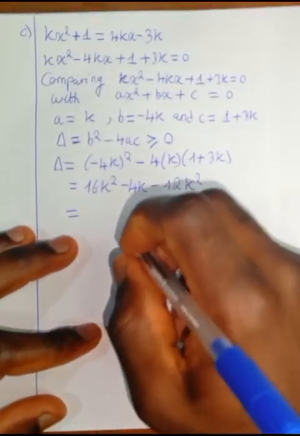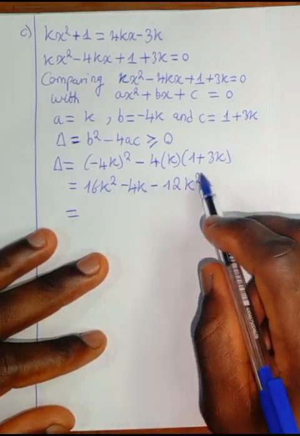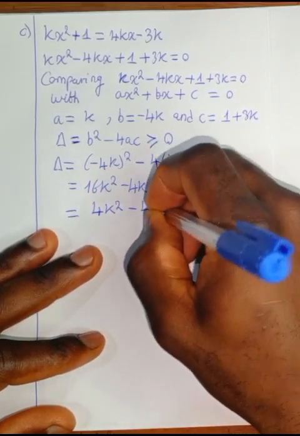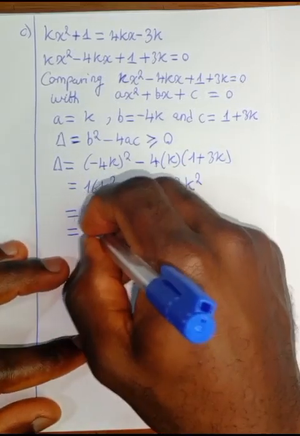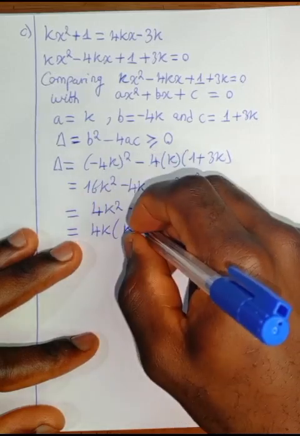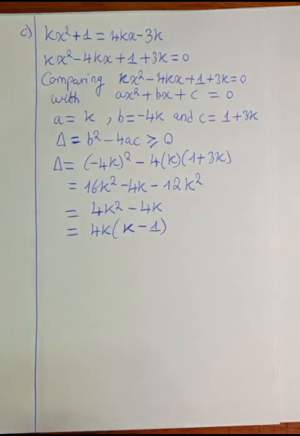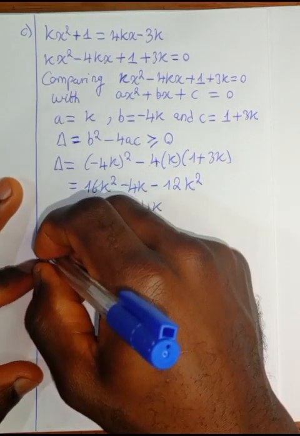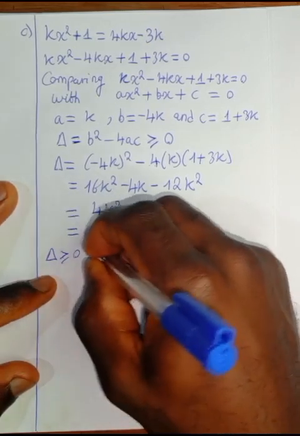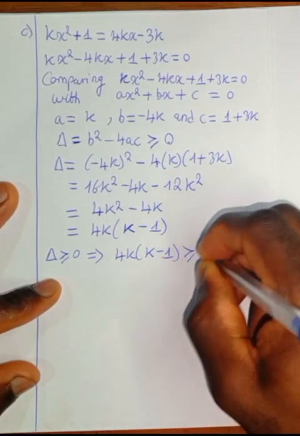We can arrange this. We take 16k squared minus 12k squared gives us 4k squared minus 4k. See that 4k is common. We can factor out 4k. 4k times k will give us 4k squared. 4k times negative 1 will give us negative 4k. We know that for real roots, our discriminant must be greater than or equal to 0. Then 4k times k minus 1 should be greater than or equal to 0.